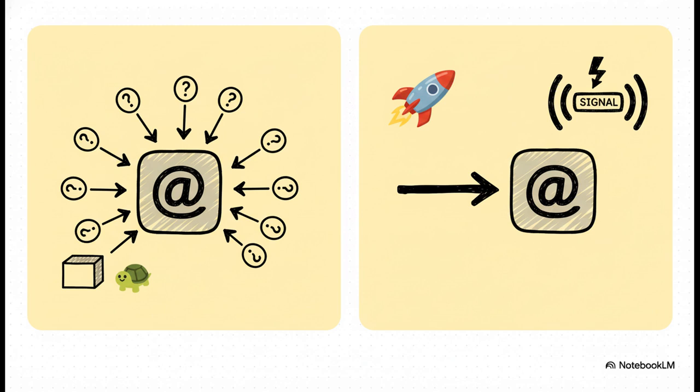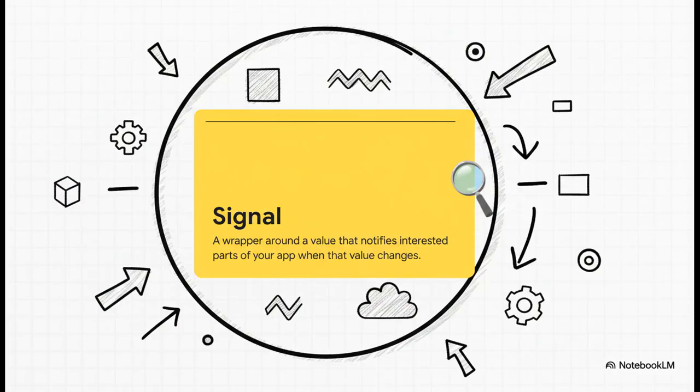The modern way is so much more elegant. It uses a clever little thing called a signal. See, instead of constantly checking, a signal just broadcasts a notification when its value changes, and it only tells the exact parts of the app that actually need to know. No more wasted effort. So what is a signal?